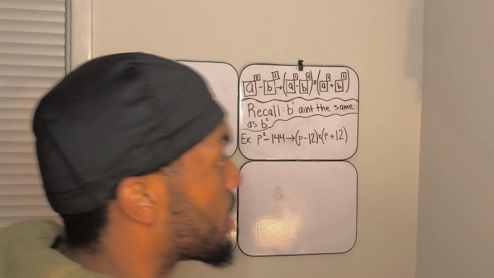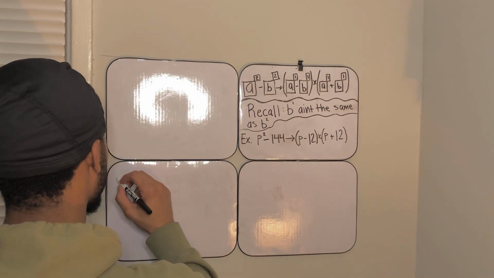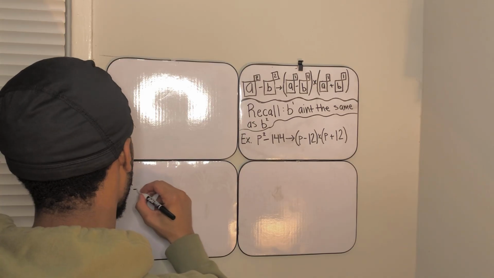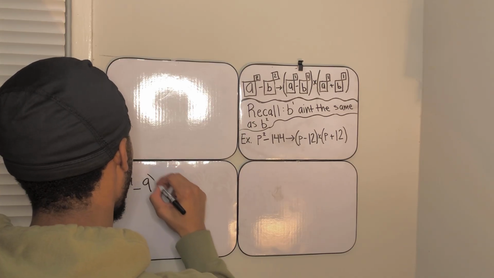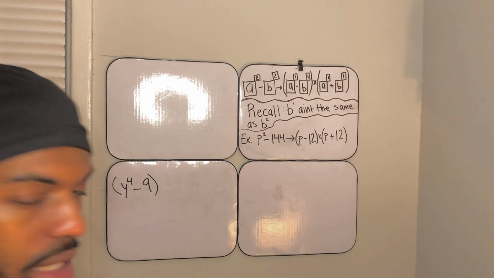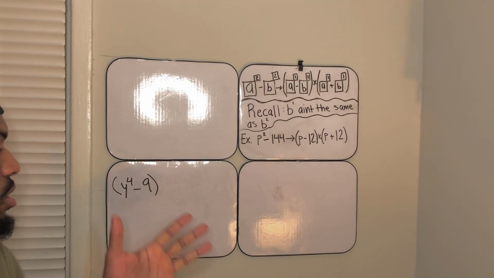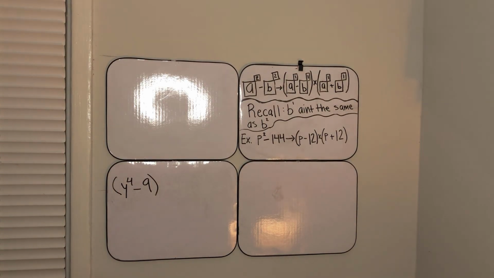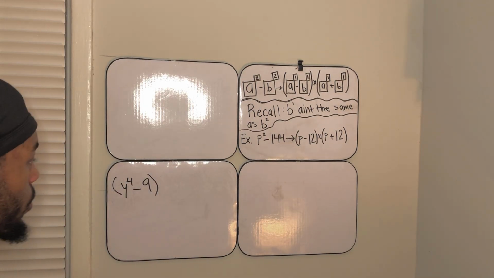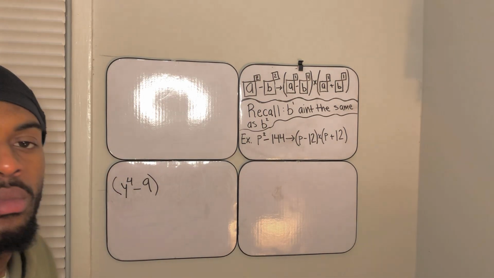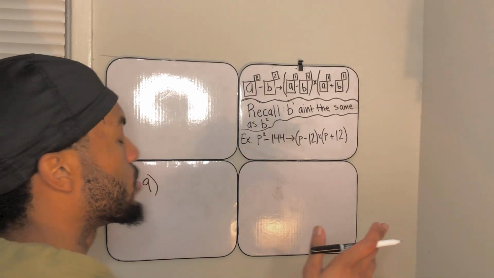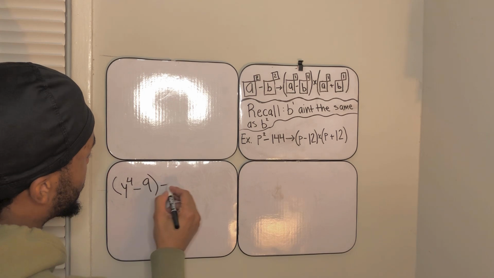And this is our last problem right here. We got y to the 4th power minus 9. Take a little second and try to figure it out for yourself. Pause the video and whatnot. Alright, so now, same process as the last examples.